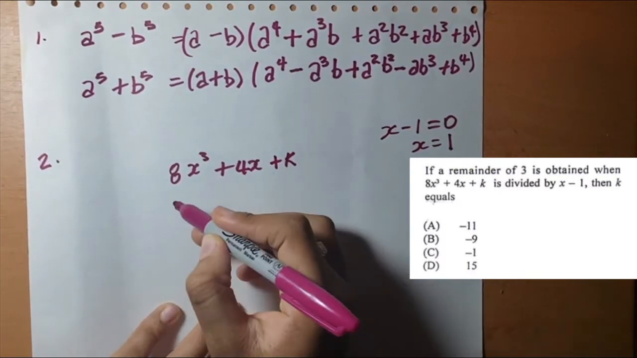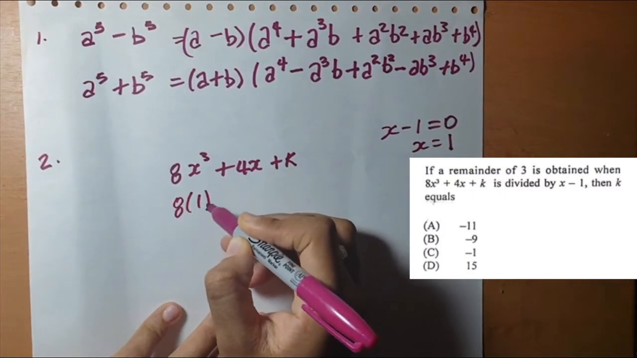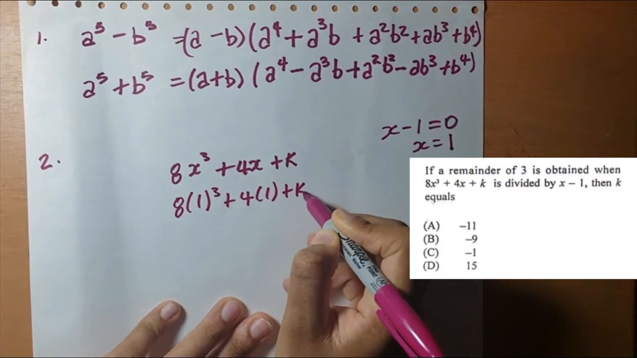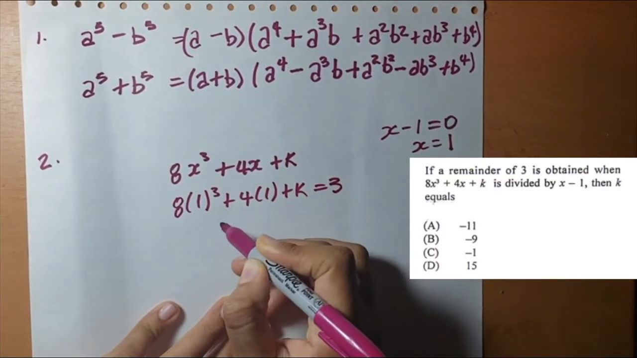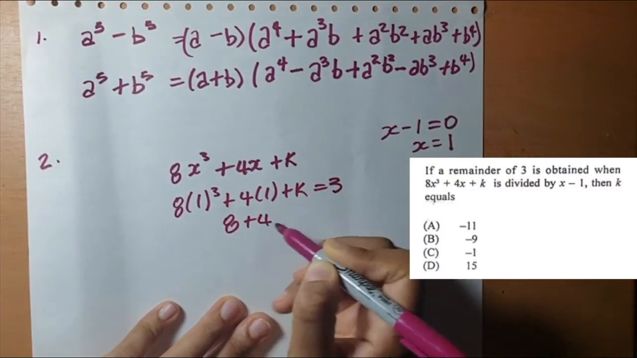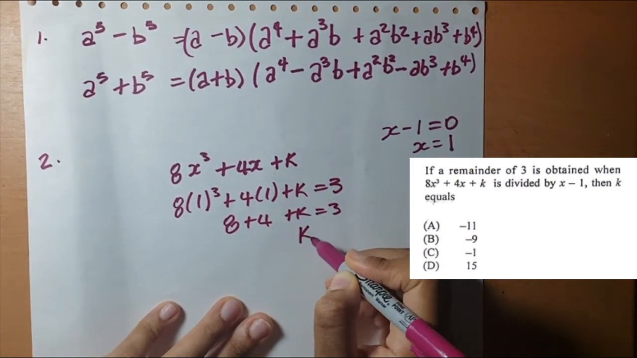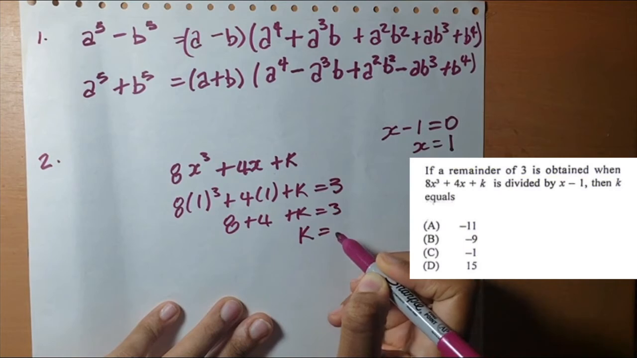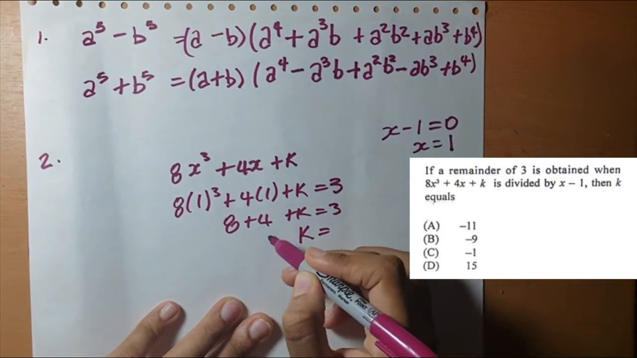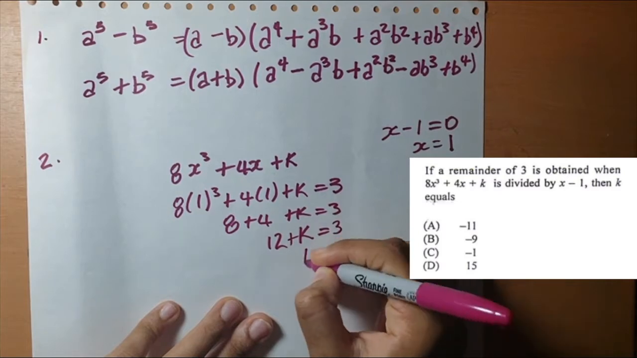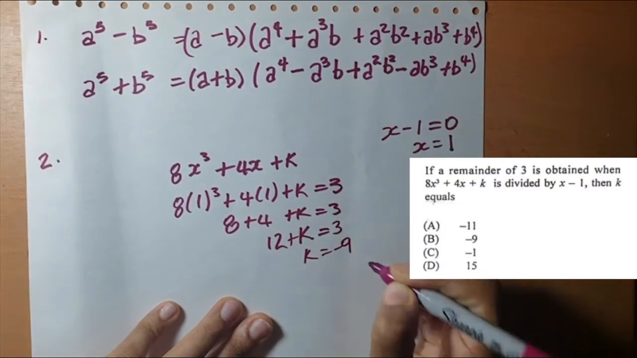Alright? So we have 8 open bracket 1 cubed plus 4 times 1 plus k is equal to 3. Now that is 8 plus 4 plus k is equal to 3. 12 plus k is equal to 3. K is equal to negative 9.